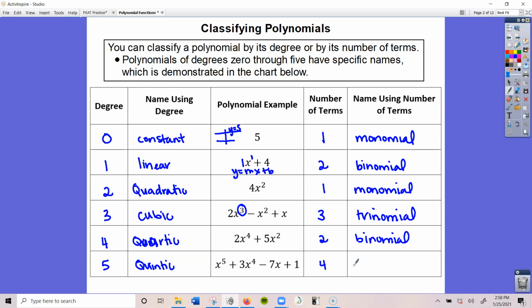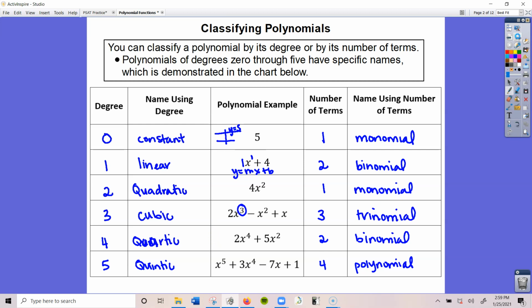Anything with more than 3 terms is just considered a polynomial. So even though binomials and trinomials are also considered polynomials, because a polynomial is simply when you're adding or subtracting multiple terms, binomial, monomial, and trinomial are just more specific classifications of polynomials. For anything that has a degree higher than 5, it does not have a specific name. So for example, if the degree was 6, we would just call it a 6th degree polynomial. If the degree was 7, 7th degree polynomial, etc.